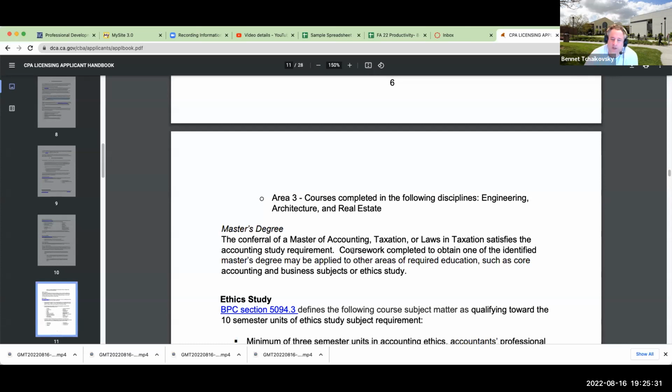Now, here's the key phrase. Coursework completed to obtain one of the identified master's degrees may be applied to other areas of required education, such as core accounting and business subjects or ethics studies. So here's the great news, or good news, everybody, from Futurama, one of my favorite shows.